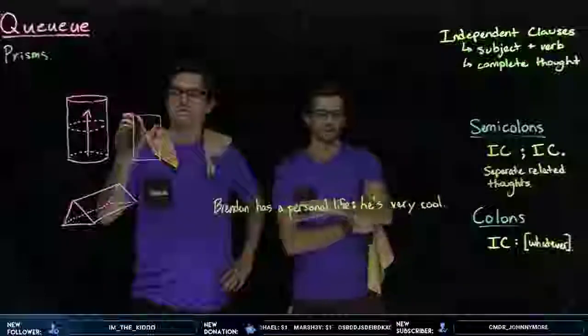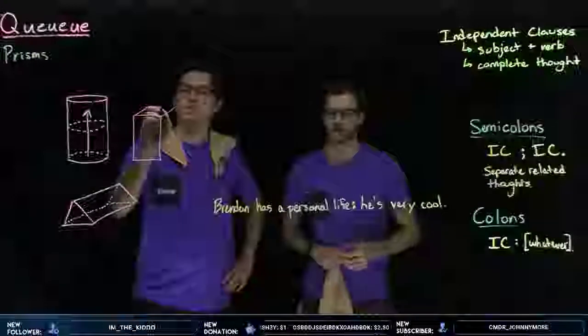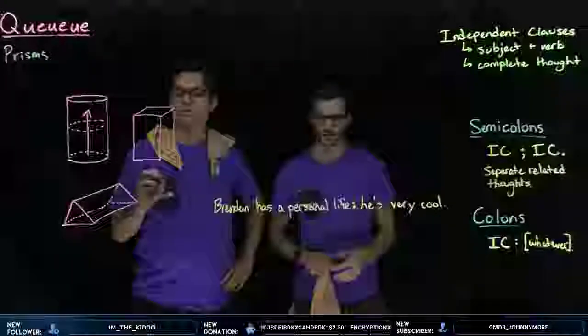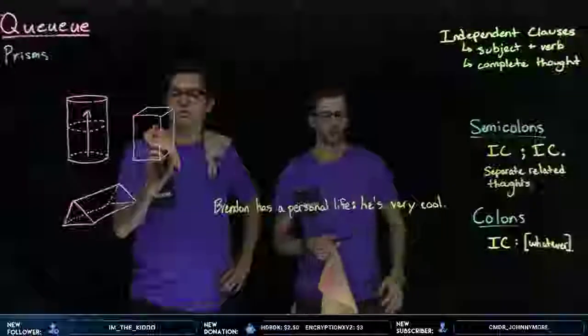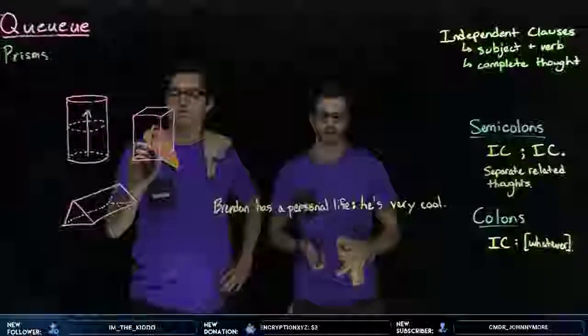So, Brendan has a personal life. He's very cool. We separate it with a colon. We could feasibly separate it with a semicolon because these two are independent clauses. We have he is here, so we have two independent clauses. This is fine. Now, the question I have is vague. It says, explain how to find the surface area of a right prism.